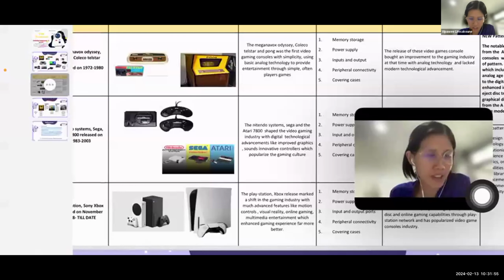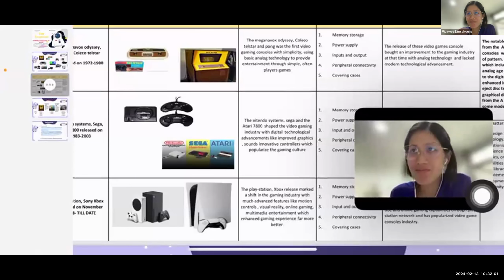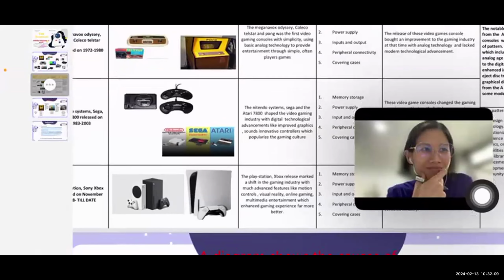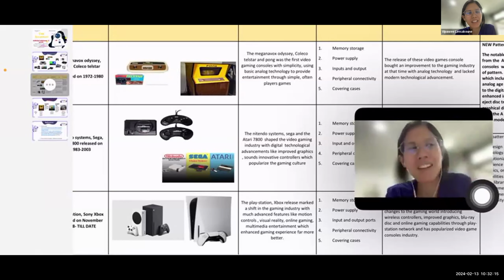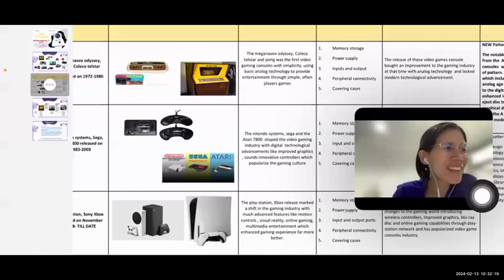And how about the third one? Yeah, the third one. I would think it would probably be a graphics card with higher resolution for this pattern. Okay.